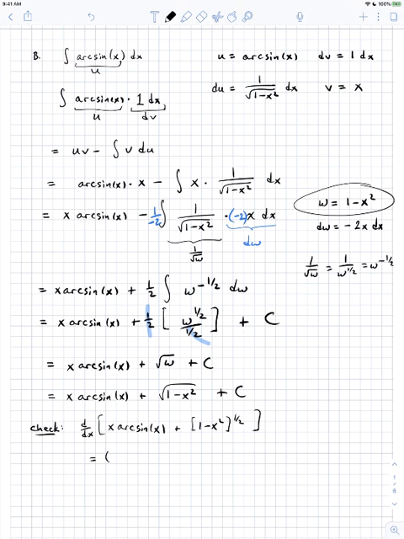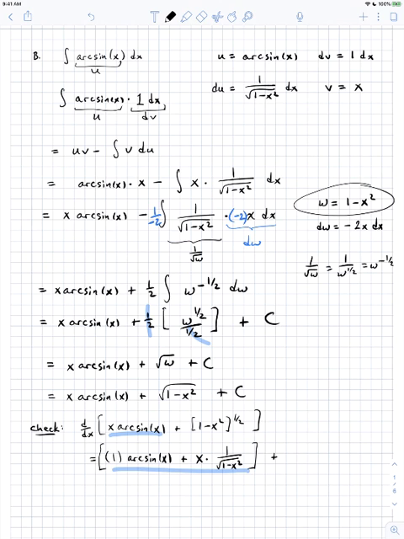So it's the derivative of the first, which is 1 times arcsine, plus the first times the derivative of the second, which is 1 over the square root of 1 minus x squared. That's the derivative of the first term. And now we want to compute the derivative of 1 minus x squared quantity to the 1/2. And for this we have to use the chain rule, which again shouldn't be a surprise because we used a substitution somewhere along the way.